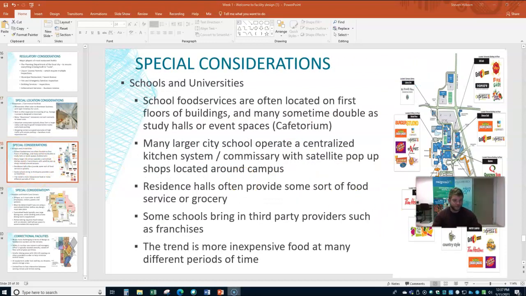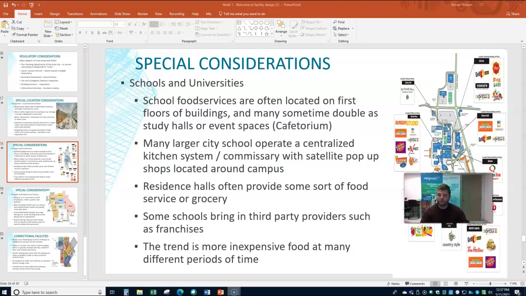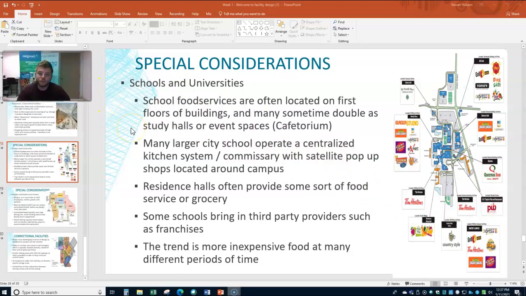Schools and universities. School food services are often located on the first floor of buildings, and they sometimes double as study halls or event spaces, such as a cafeteria. Larger schools can operate centralized kitchen systems where they'll have one kitchen, and they'll have maybe three or four or five different food services located around them, but they could be in separate buildings as well.